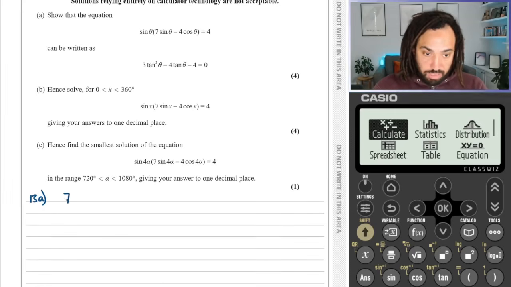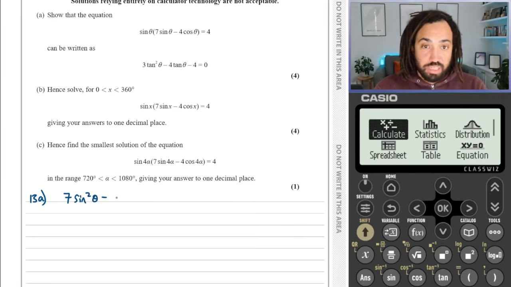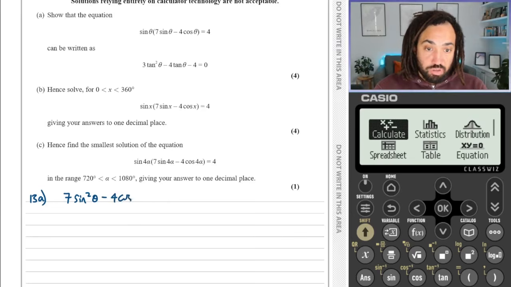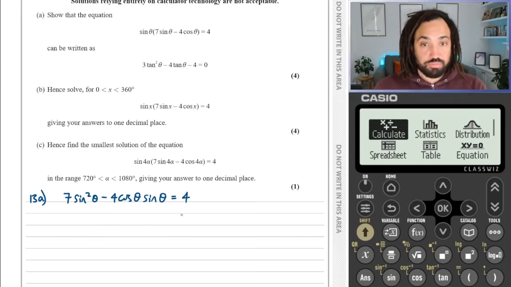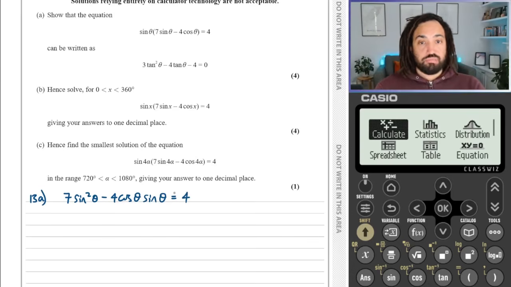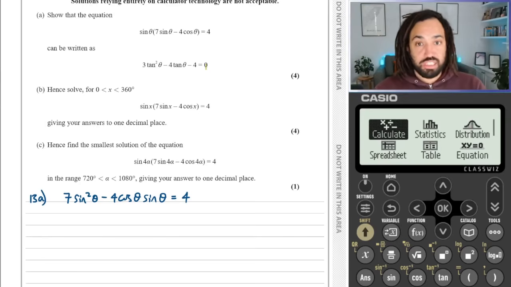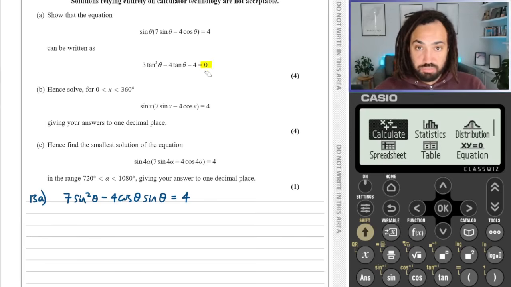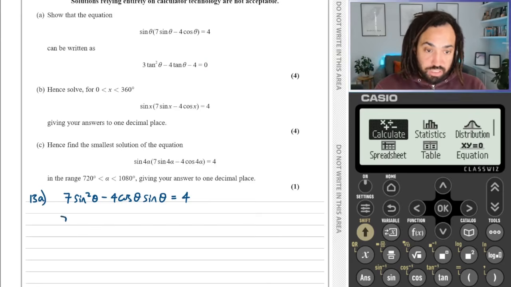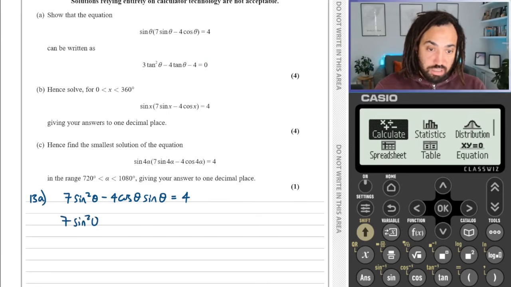So we're going to multiply through by sine, which would make sense here. That will give us 7 sine squared minus 4 cos theta sine theta is equal to 4. Okay, now first thing, I see that it's equal to 0, so nice low-hanging fruit is just to move everything to one side, like so.